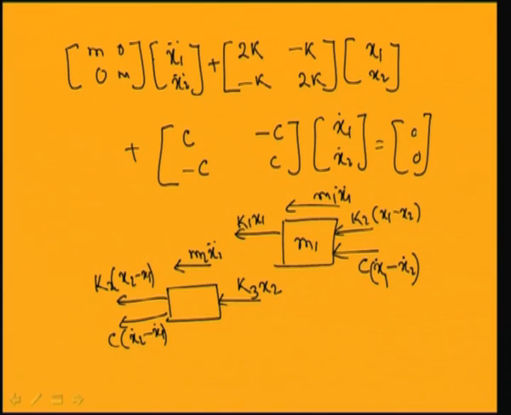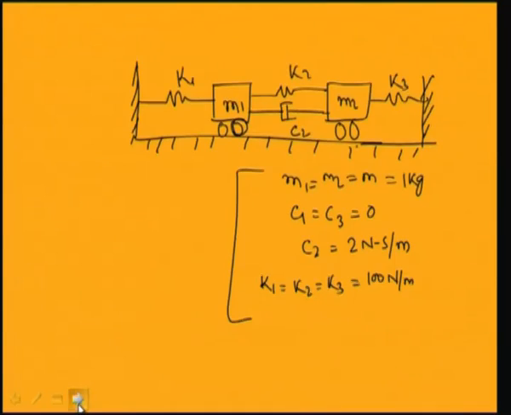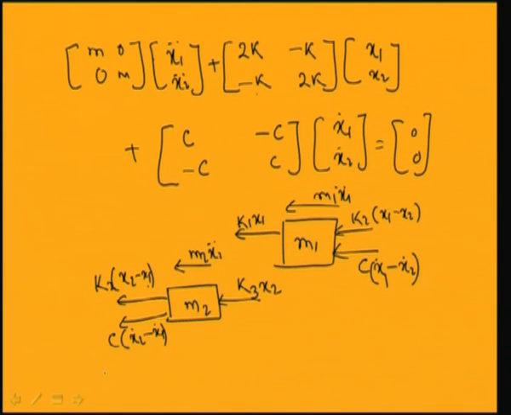So this is the first equation, and the second equation becomes m2 x2 double dot plus k2 x2, this also k3 x2, so this becomes (k2 plus k3) x2, and for k1 it becomes minus k x1, and k2 plus k3 becomes 2k x2, and for damping this becomes minus c x1 dot plus c x2 dot. So in this way you can write the equation of motion.